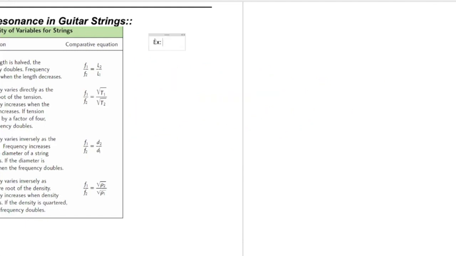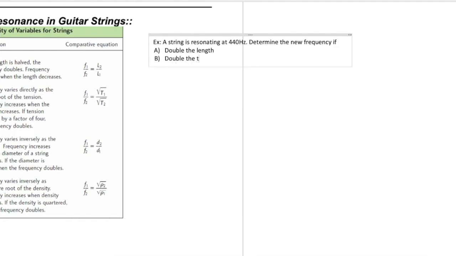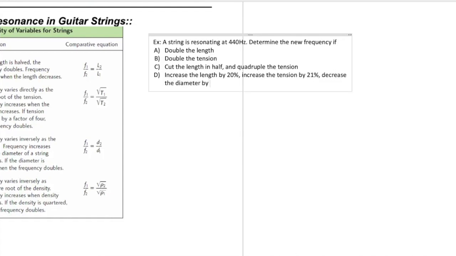So let's do an example. Let's say a string is resonating at 440 hertz. Now, that's a standard A in music. Determine the new frequency if, A, we double the length, B, double the tension, C, cut the length in half and quadruple the tension, and let's go crazy. With D, increase the length by 20%, increase the tension by 21%, decrease the diameter by 15%, and reduce the density to 64%. All right, so we got a lot of things going on here.